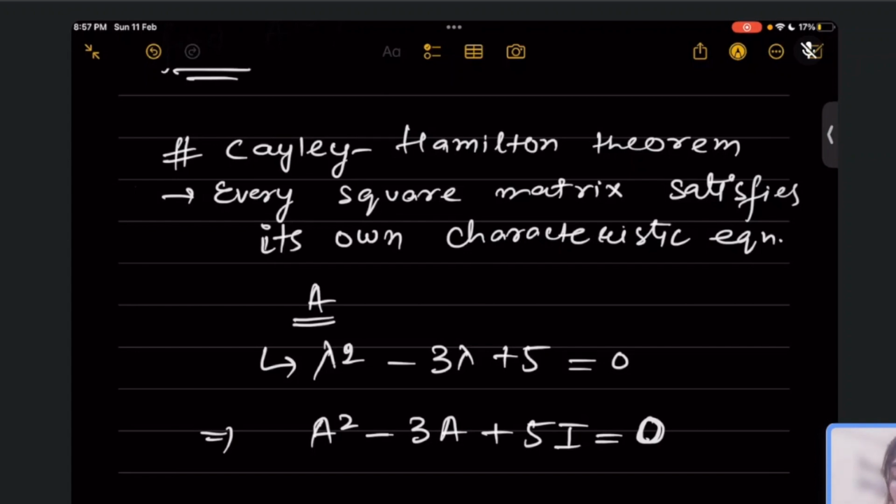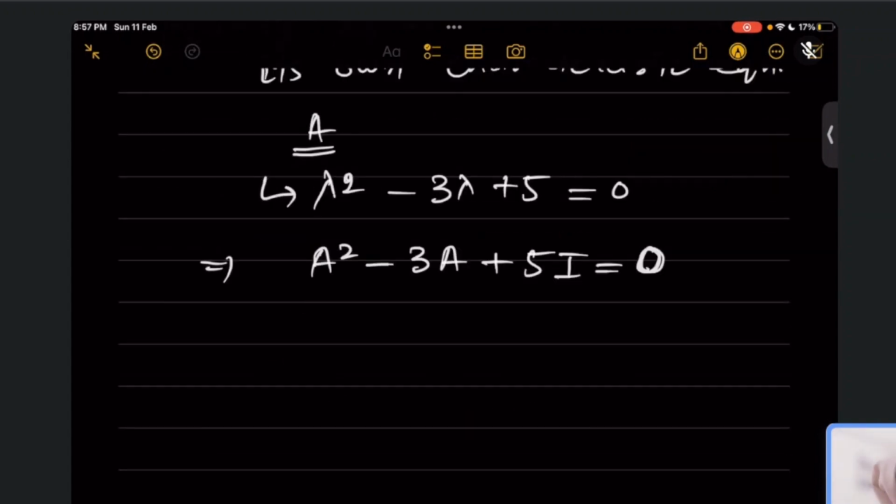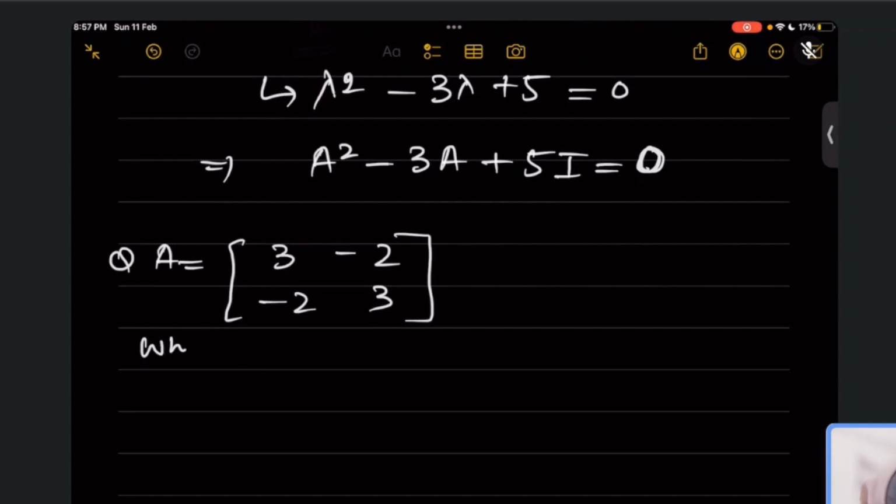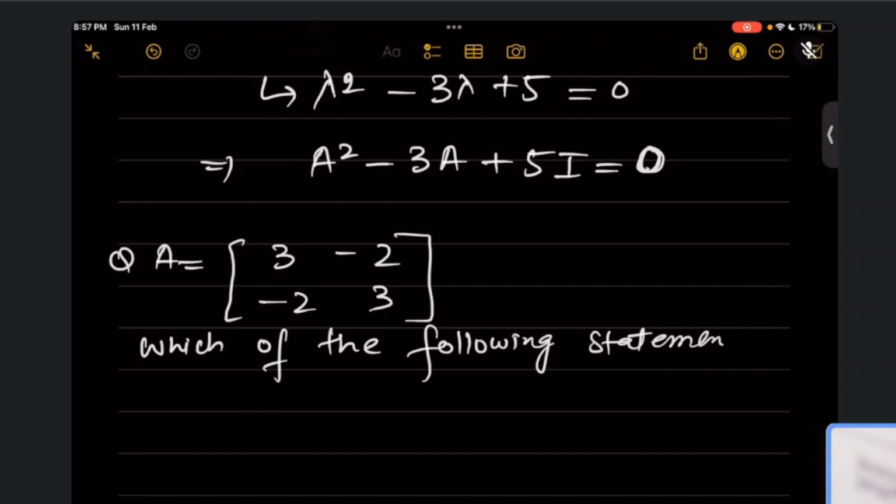So now a question based on it. Let's do one question based on it. Suppose we have a 2 cross 2 matrix, 3, minus 2 and 3. It is a square matrix. Now, which of the following statements follow from the Cayley-Hamilton theorem?